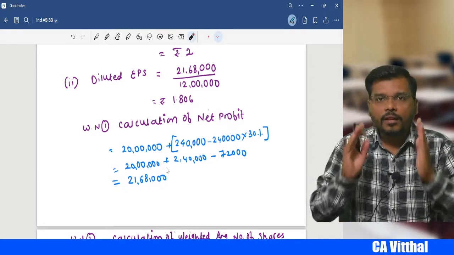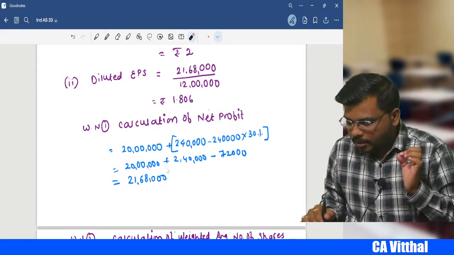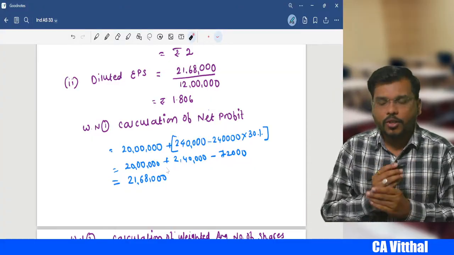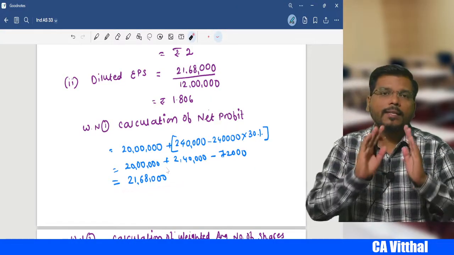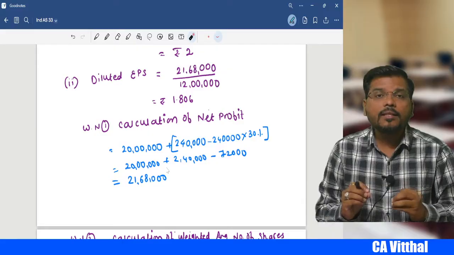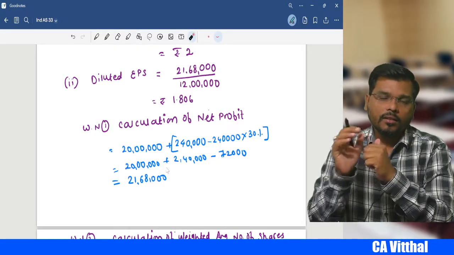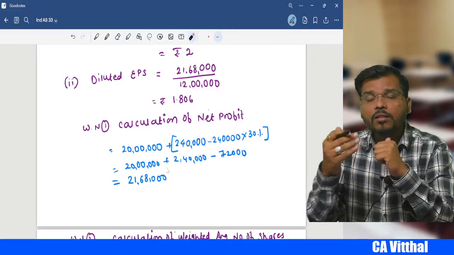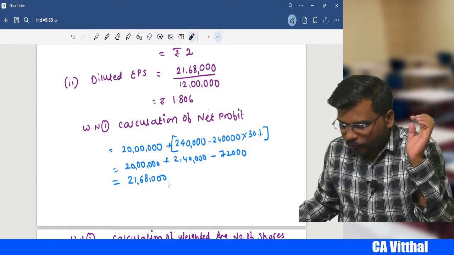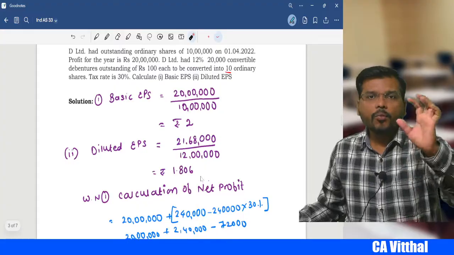21,68,000 is the net profit. That is 20 lakhs plus 2,40,000 minus tax 72,000. We get 21,68,000. This is the profit after adjustment of the interest and the tax. Okay, fine. So we have calculated the numerator now.